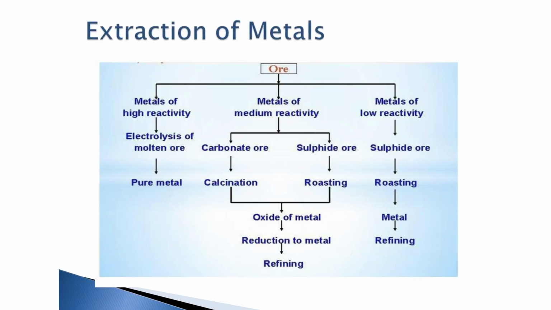We move on to extraction of metals. The metals are extracted from the ore. We can classify highly reactive metals as extracted by electrolysis. Moderately reactive metals generally occur as sulfide and carbonate ores. We have to do the process of calcination or roasting to convert them into oxide form, and then reduction to obtain the metal. Less reactive metals are generally found in native form.